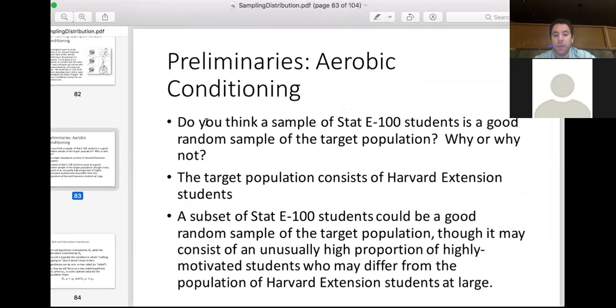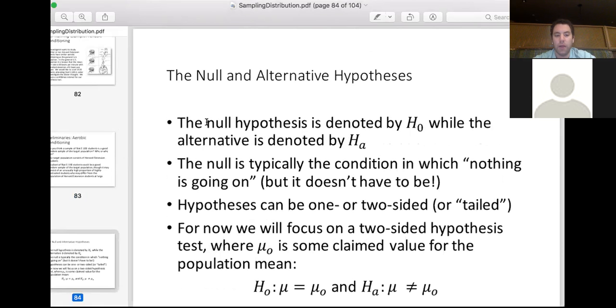It could be a good sample of the target population, though it might consist of a high proportion of highly motivated students who may differ from the population of Harvard students at large, because everyone in this course is highly motivated. The null hypothesis we denote as H naught, and the alternate hypothesis is HA. The null is typically conditioned to having no effect. A hypothesis test can be either one-sided or two-sided, also known as tailed, so you can have a one-tailed test or a two-tailed test.